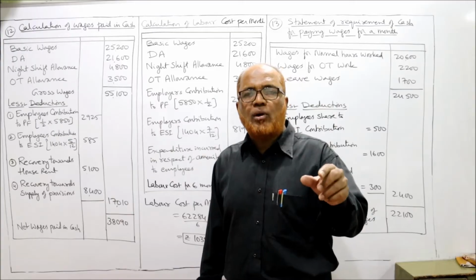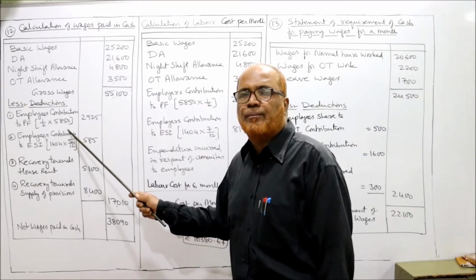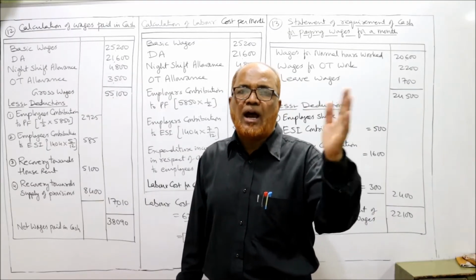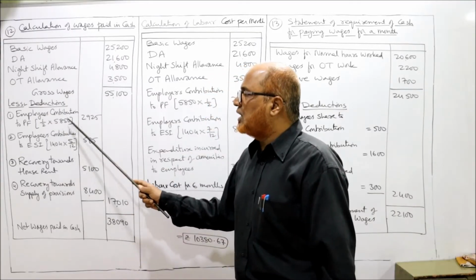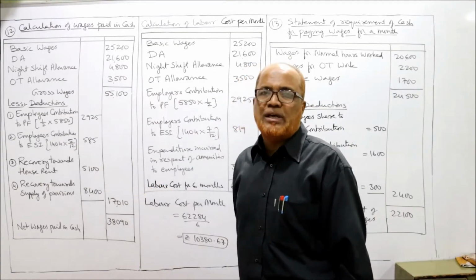The total amount deposited by the employer with the PF authority is 5,850. But in this 5,850, half is the employer's contribution and half is the employees' contribution. So half of 5,850, 2,925, will be deducted. Then employees' contribution to ESI.